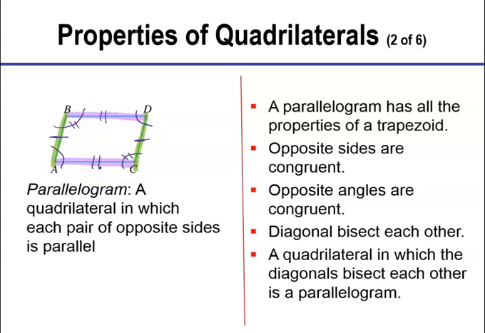That's a whole lot of property right there. Diagonals bisect each other. So if you draw the diagonals, they cut each other in half. Y'all, that's what we proved, right? This is exactly what we proved just a minute ago, so hopefully it'll stick in your head.